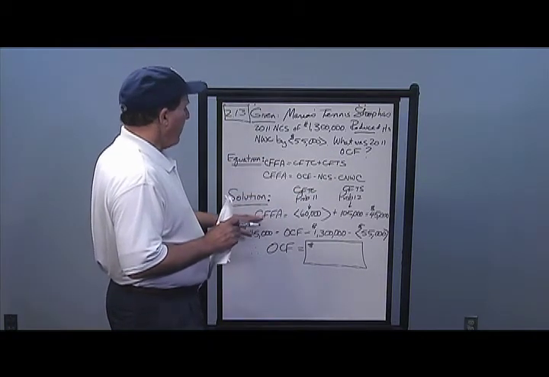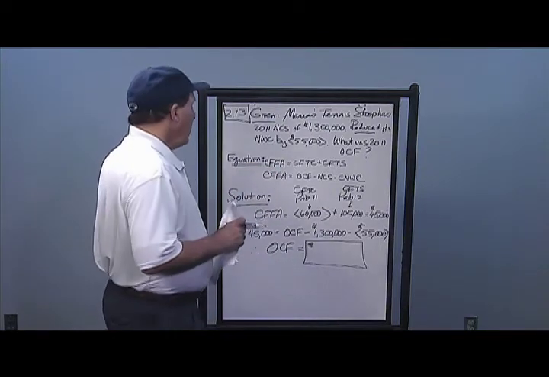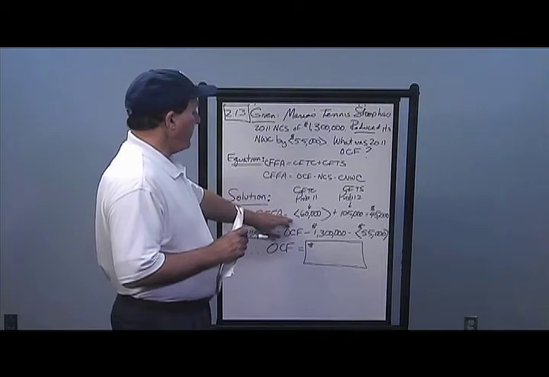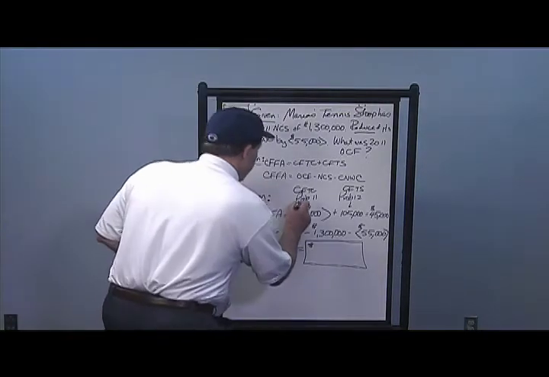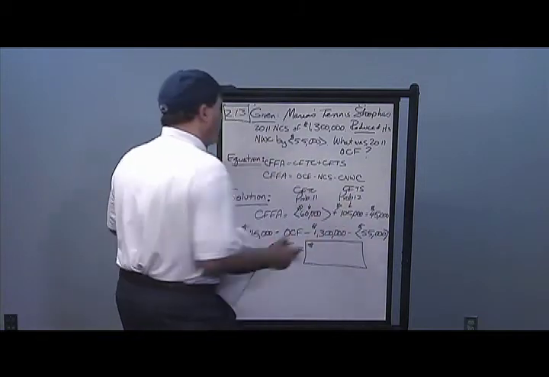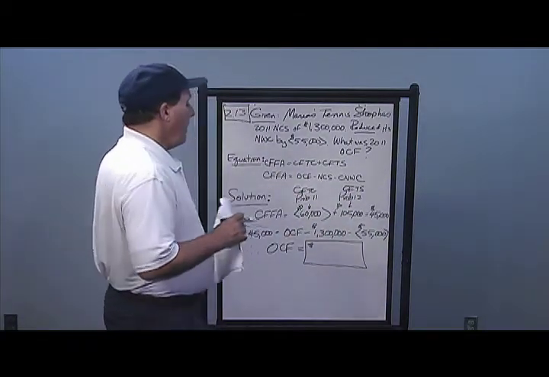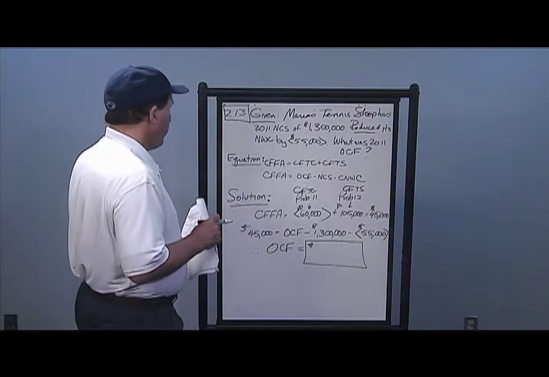So first of all, I want to calculate the first part, CFFA, which is CFTC from problem number 11, negative $60,000 plus $105,000 from problem number 12. And if I add those two numbers together, I get cash flow from assets of $45,000.